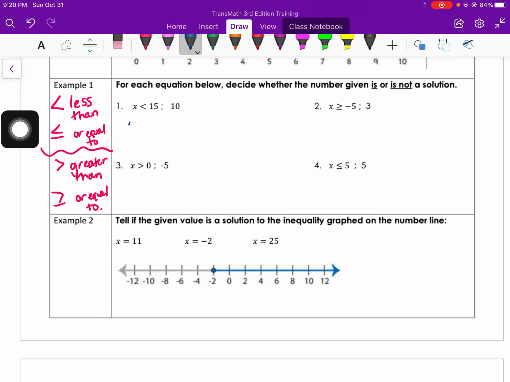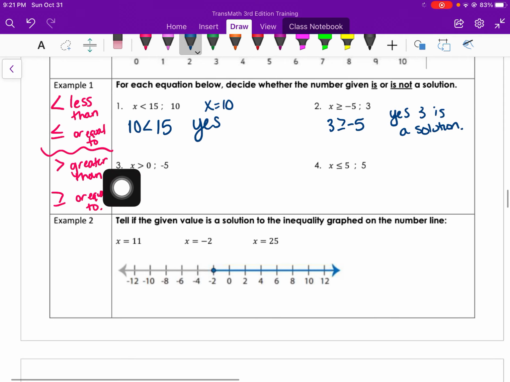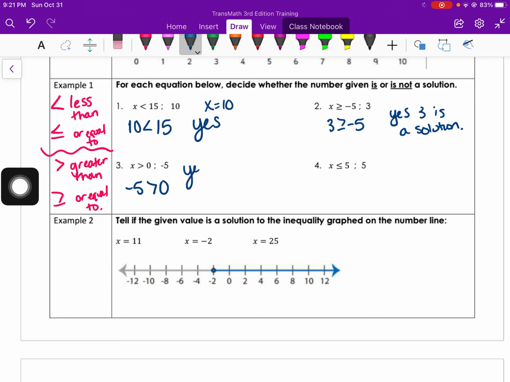Is 10 a solution? So is 10 less than 15? I would say yes. X equals 10 is a solution to that inequality. In number 2 here it says x is greater than or equal to -5. So is 3 greater than or equal to -5? All positive numbers are greater than negative numbers, so yes, 3 is a solution to that inequality. Number 3 says, is x greater than 0? Is -5 greater than 0? Yes, it is a solution.